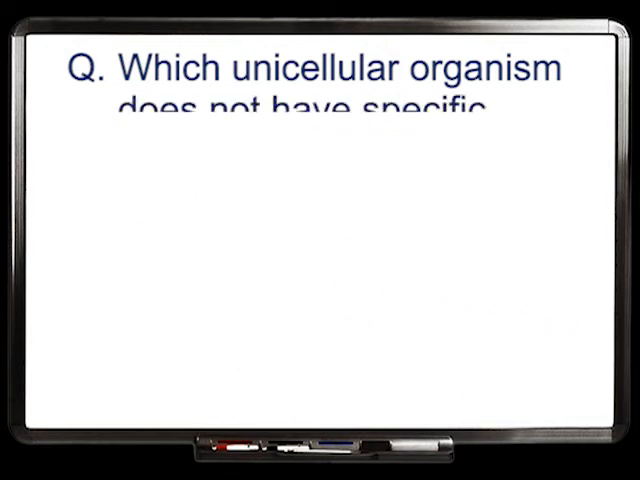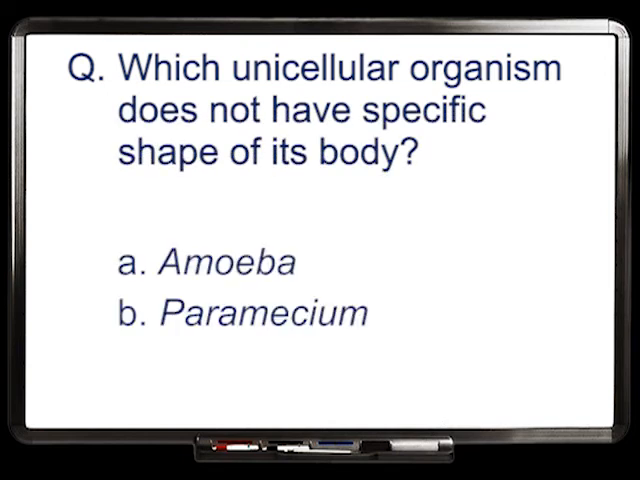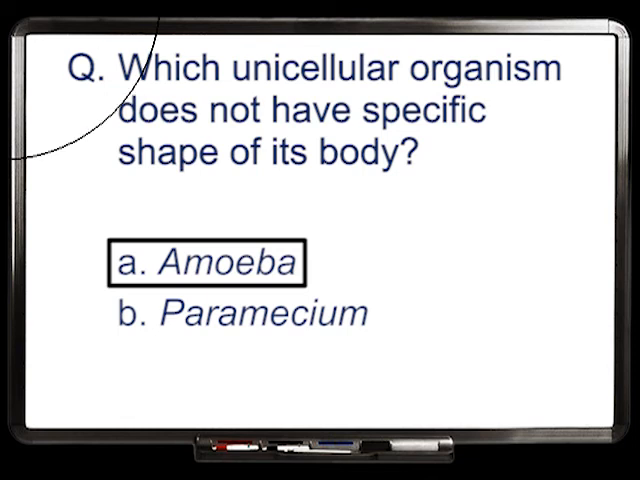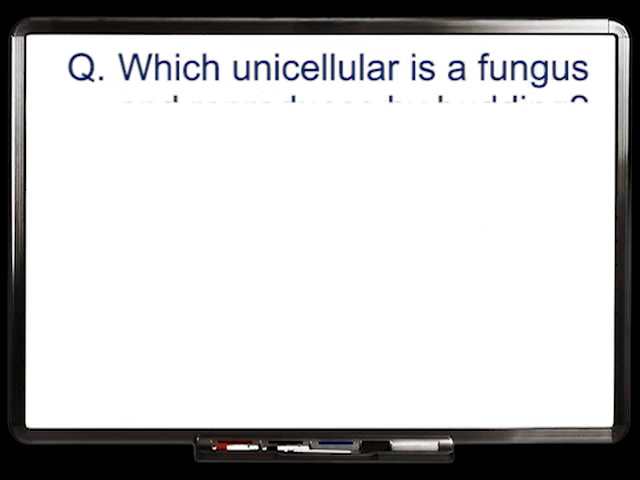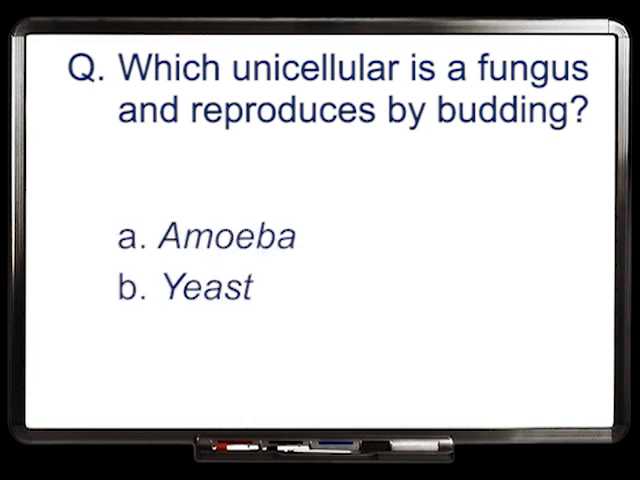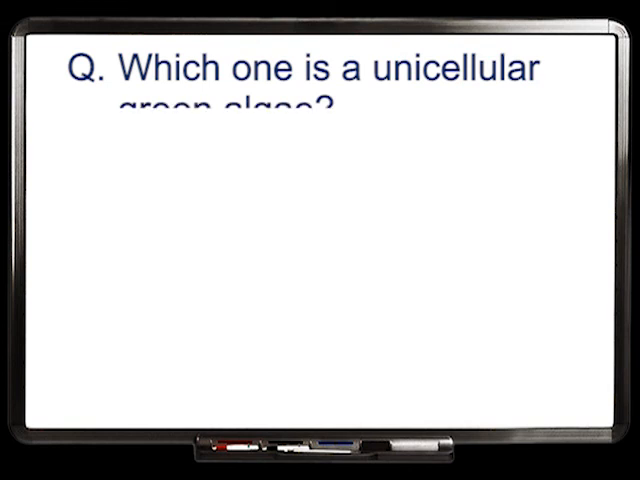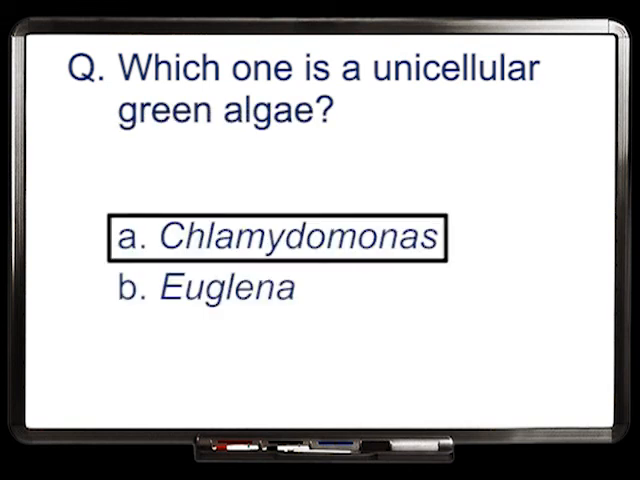Which unicellular organism does not have specific shape of its body? The correct answer is amoeba. Which unicellular is a fungus and reproduces by budding? The correct answer is yeast. Which one is a unicellular green algae? The correct answer is Chlamydomonas.